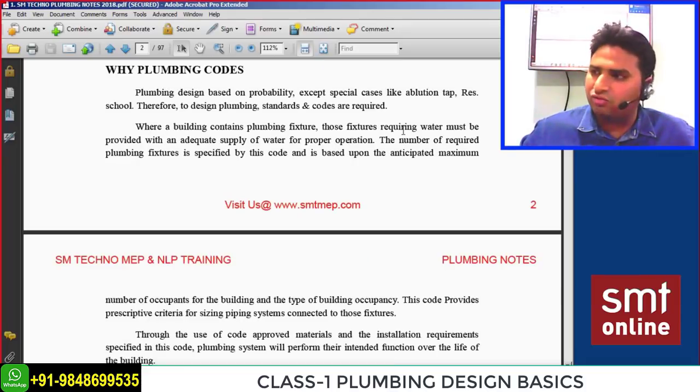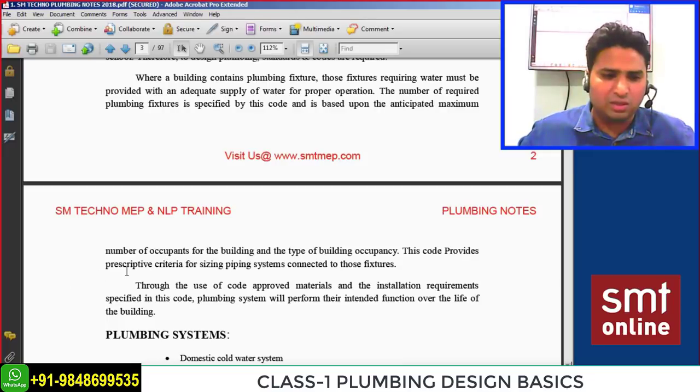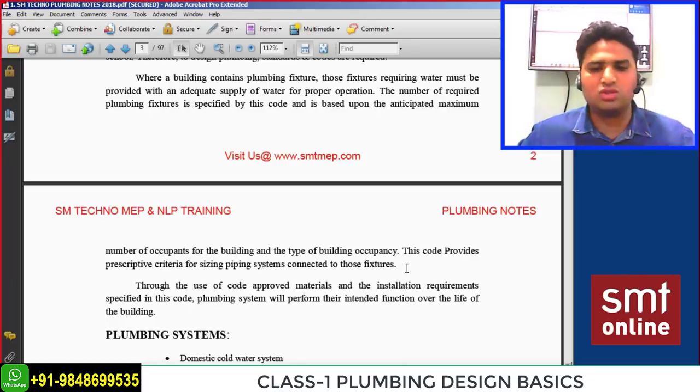First of all, as I said, the flow and the pressure are predefined. And second thing, do not get worried if you don't have this. I can find out the minimum number of fixtures based upon the number of people, or based upon the type of the building. Okay, so yeah, I can use this. So this code provides prescriptive criteria for sizing pipe systems connected to those fixtures.